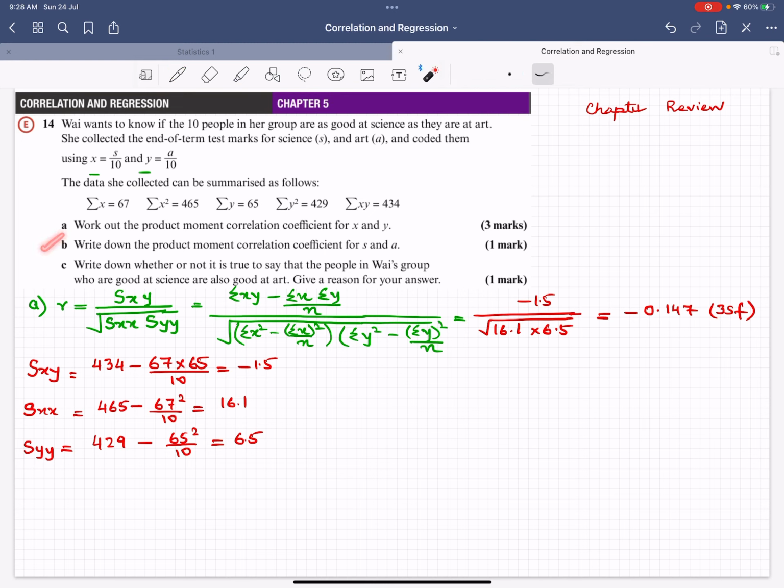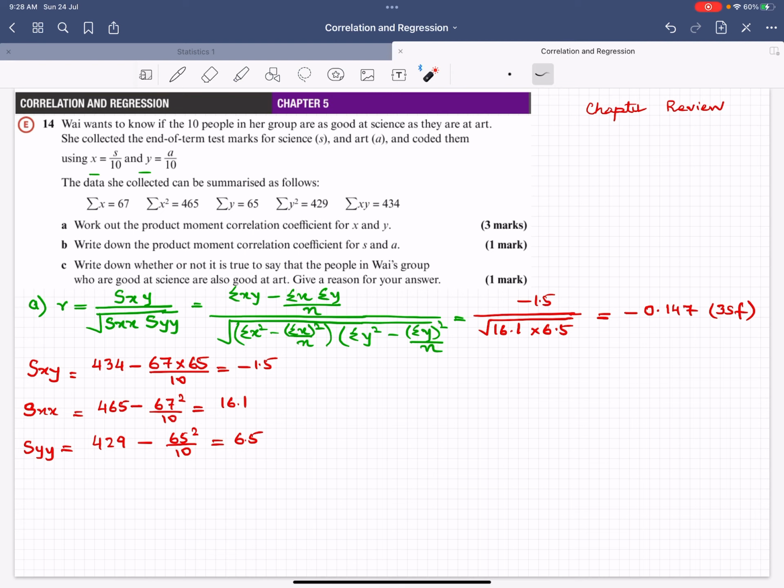Now in part B, we need to find the product moment correlation coefficient of S and A. So S divided by 10 was equal to x. We had used coding here, and y is equal to A divided by 10. So now this is a linear coding, and linear coding does not affect the value of product moment correlation coefficient.